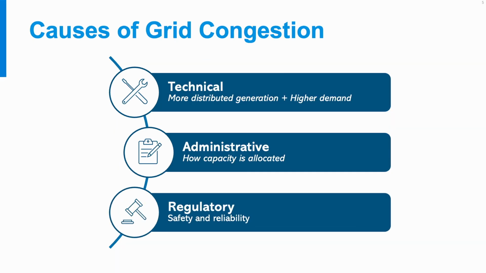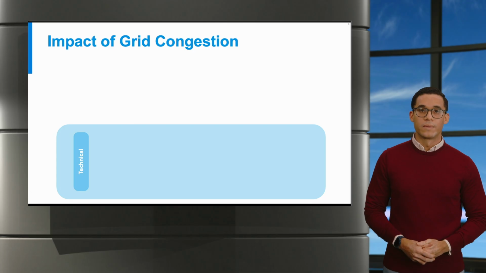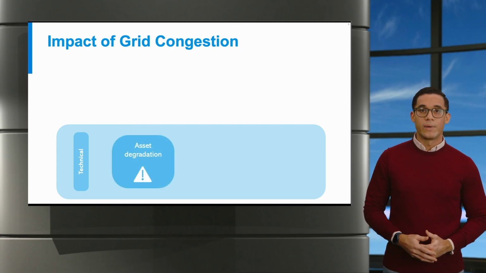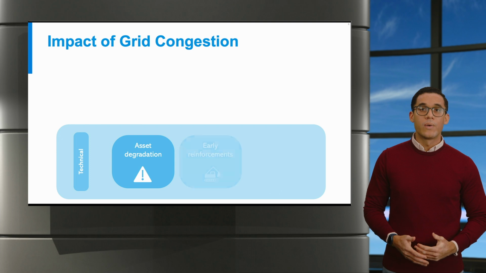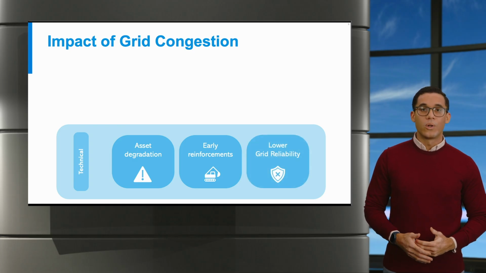And finally, there are regulatory causes. Grid operators often need to be conservative for safety and reliability. And regulation can be slow or inflexible to adapt, which makes reallocating or sharing capacity difficult. What is the impact? Technically, congestion puts stress on equipment. Operation close to limits accelerates asset degradation and increases the need for reinforcement: new cables, transformers, substations. Congestion could also decrease grid reliability if operation near the limits causes equipment to trip more often.